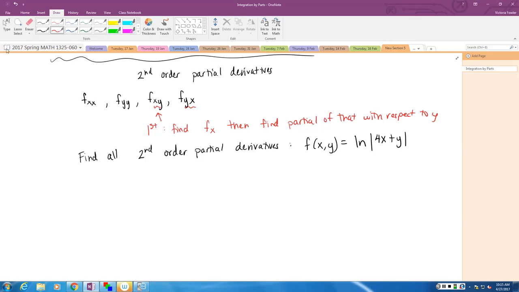And maybe all it says is find all second order partial derivatives. So how many do you have? There's 4. Okay. So I really want to find the second order partial derivative with respect to x here twice. So what do you have to do first? You have to find the first partial derivative with respect to x.